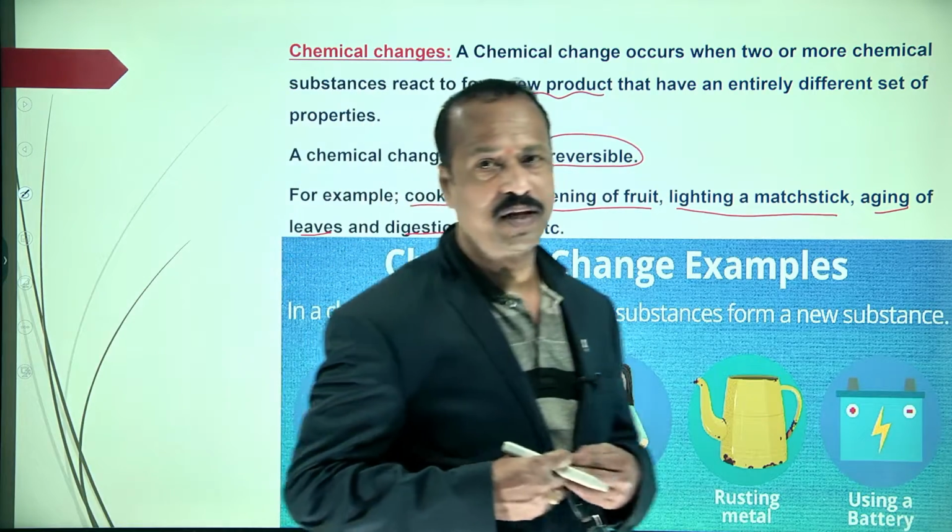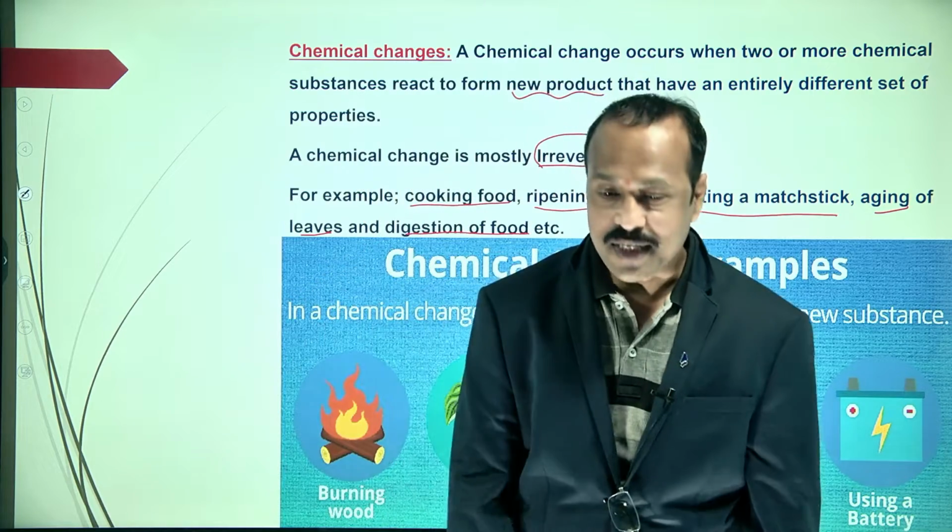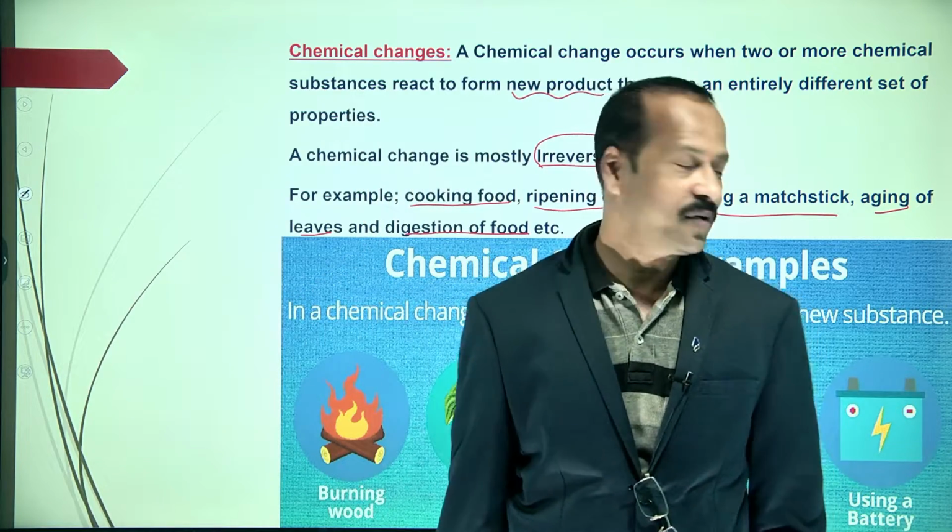Right. Now digestion of food. Once we eat the food, it will get digested. Now digested food we cannot convert again into food. So these are all examples of chemical change.